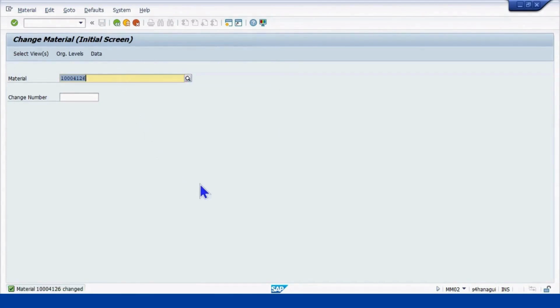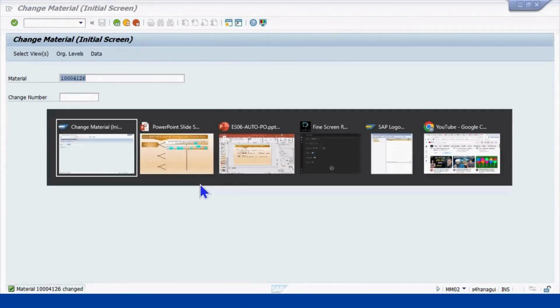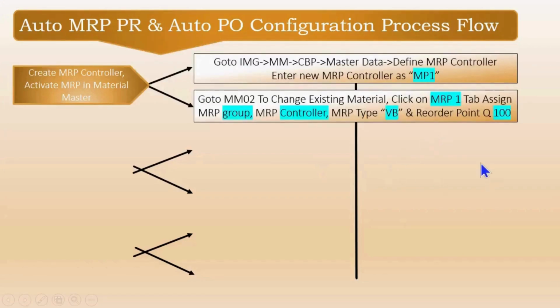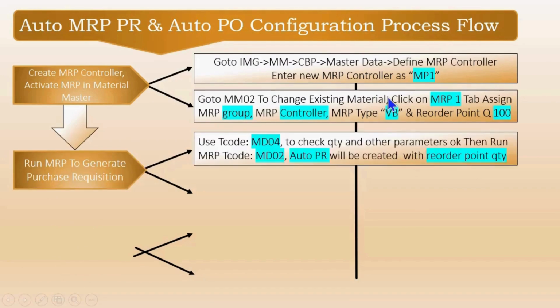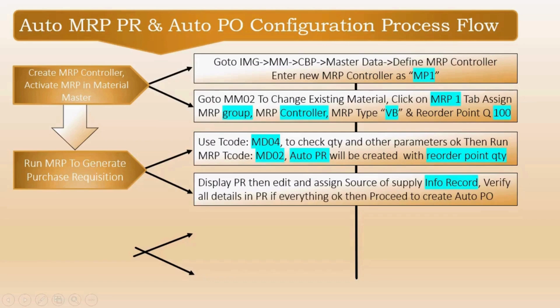So what we did, we completed this task. Now what's the next task? Run MRP to generate purchase requisition. Then assign the info source of supply, the info record, to the purchase requisition. We will be doing this too. Just go back to the system.